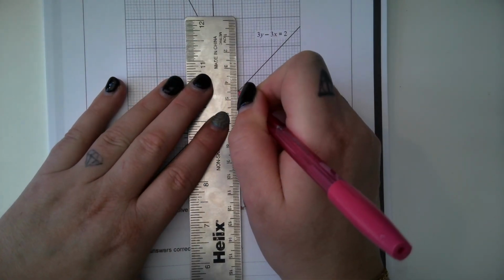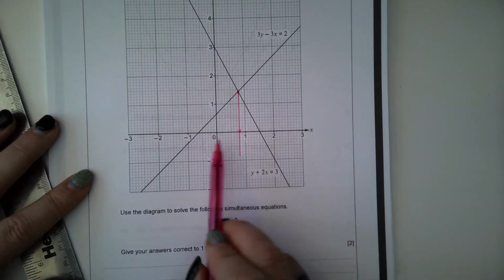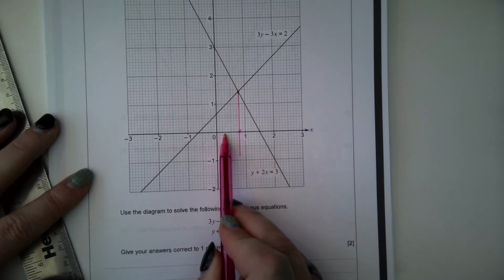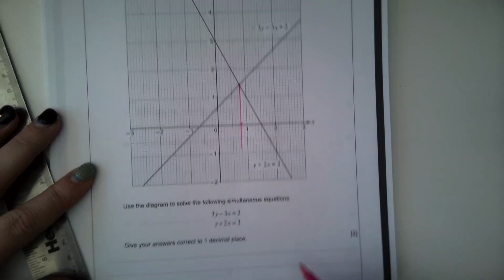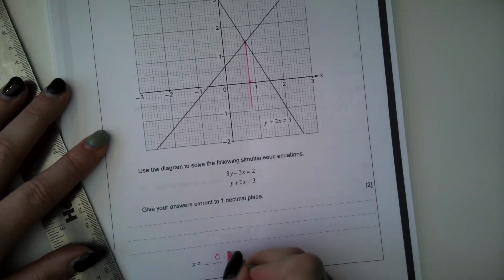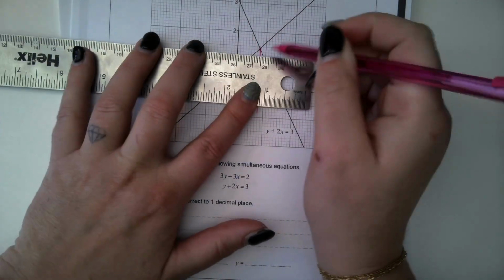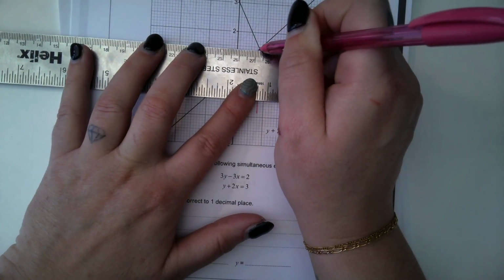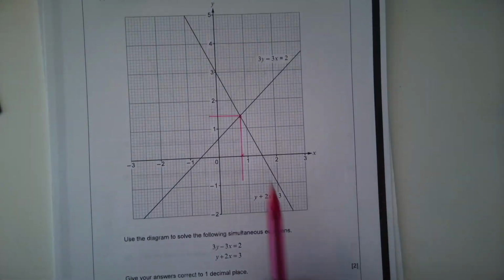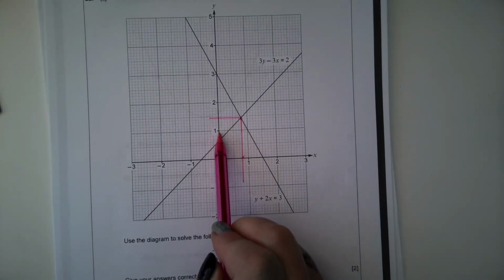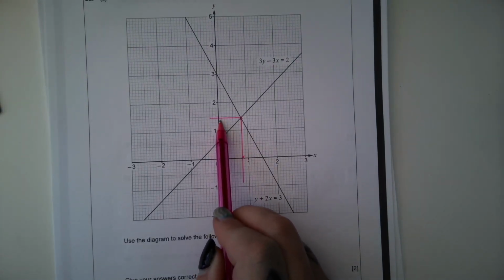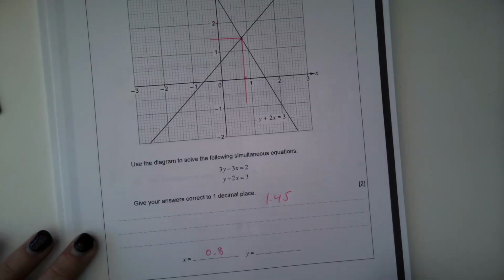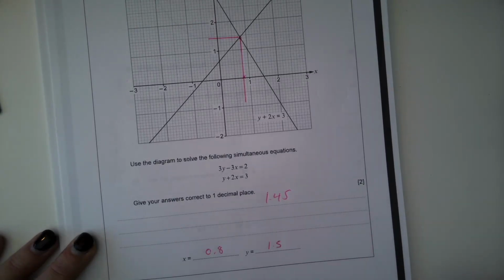So this is going to be our x value. From 0 to 1 is 10 spaces. So that's 1, 2, 3, 4, 5, 6, 7, 8. So x is 0.8. And then when we go across the y, from that point of intersection, you can see it's somewhere in the middle there. So 1.45, but it wants it to one decimal place. So I'm going to round that to 1.5.